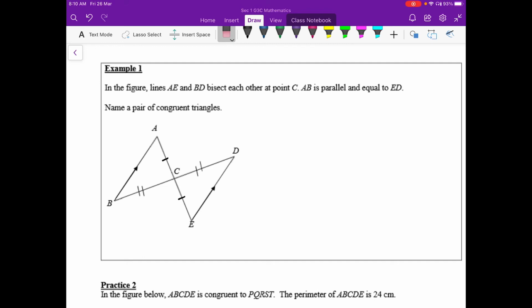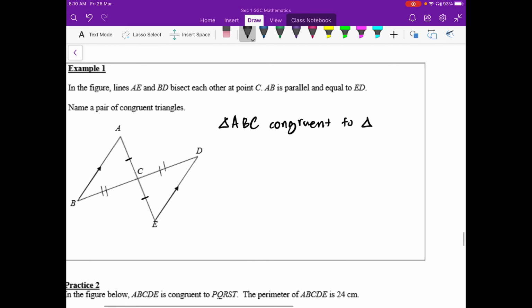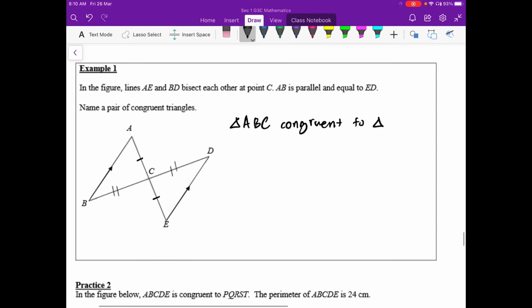Okay, so this is my answer. I'll just stick with triangle ABC, and then you write congruent to. Okay, now we need to fill in the name of the second triangle. So I started off with A. So I search for my point A, this point. It is definitely going to be corresponding to either point E or point D.